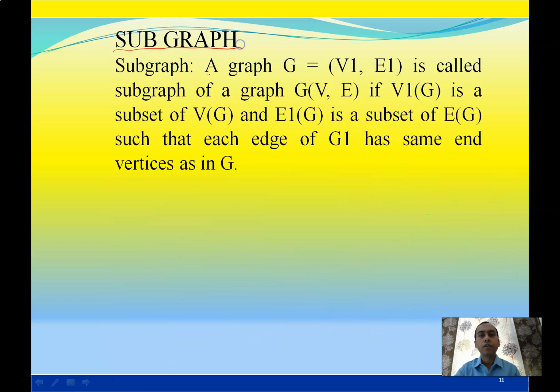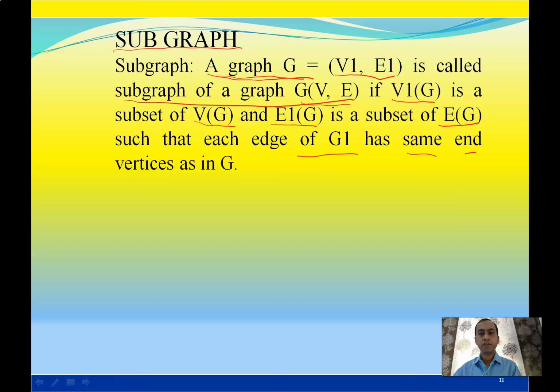Subgraph. Suppose that there is a graph G of V, E. A graph G1 of V1, E1 is called a subgraph of graph G if V1 of G1 is a subset of V of G and E1 of G1 is a subset of E of G, such that each edge of G1 has the same end vertices as in G. Then it is called a subgraph of a graph.